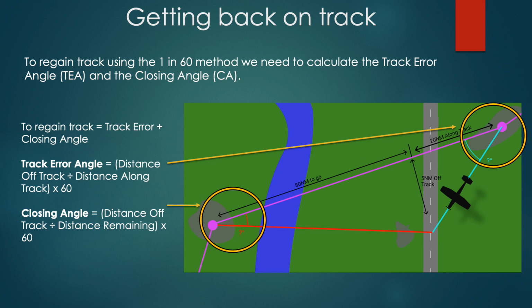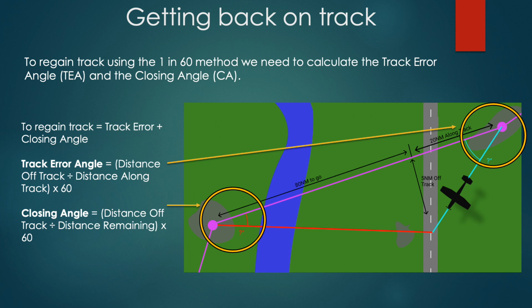So here's an example of using the 1 in 60. So we've got from A to B, okay, the pink dots and the line in between. Okay, that's our desired track, and our aircraft's the black airplane symbol. And we've seen that we're off track by some amount. We need to work out how we can regain our track to fly back to our desired destination.